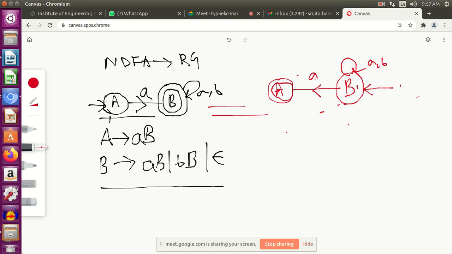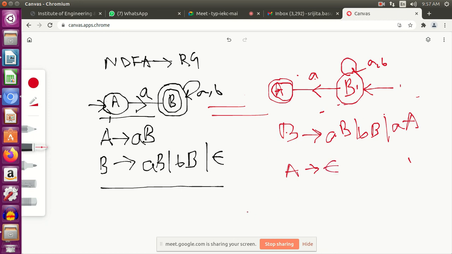So the right linear grammar for this reversed NFA will start with B. I can have AB, I can have BB, and I can have AA. And since A is the final state, I'll have this one as well.